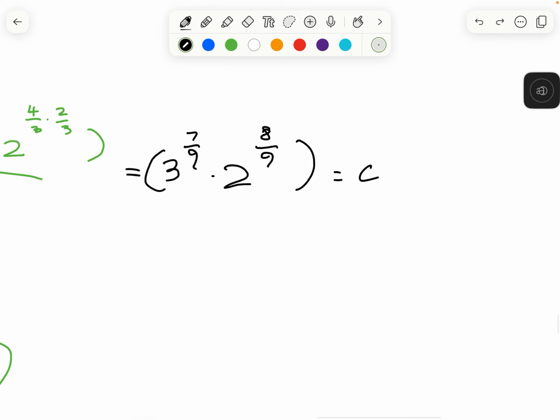But once again, I want to get everything in terms of 2 and 3. Here it already is, but I want to remove as many fractions as possible. So this is 2 to the 8th times 2 to the 7 to the 1/9, right? Because you do 8 times 1/9, you get 8 over 9. 7 times 1/9, you get 7 over 9. So this is your value of c.